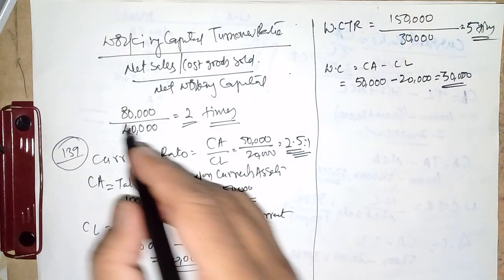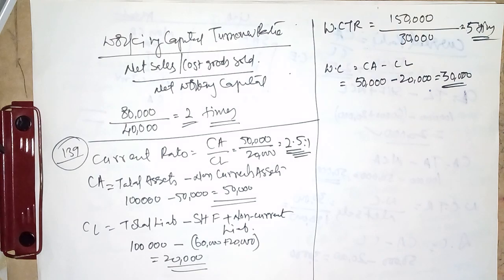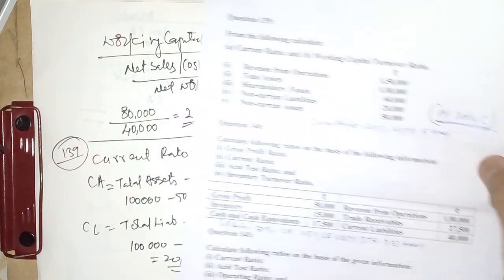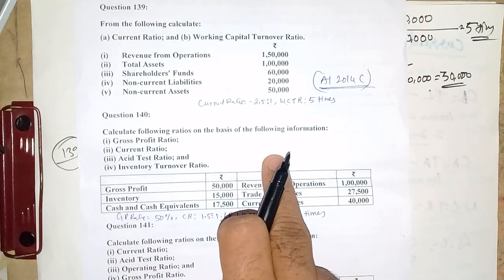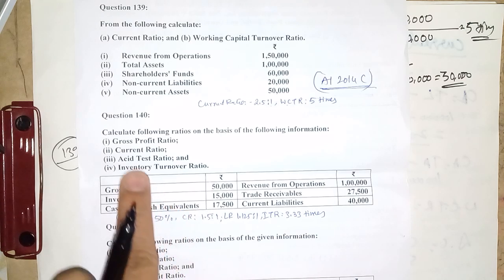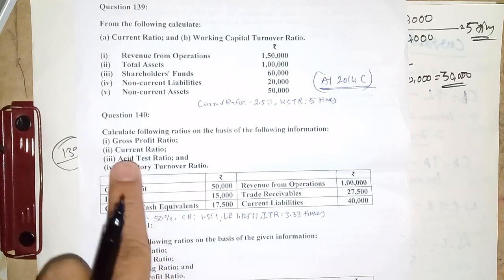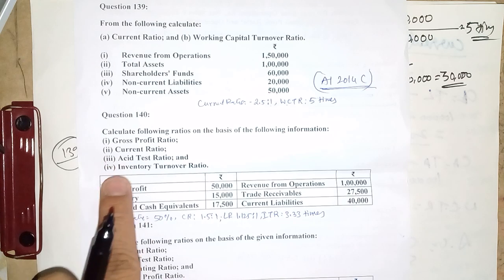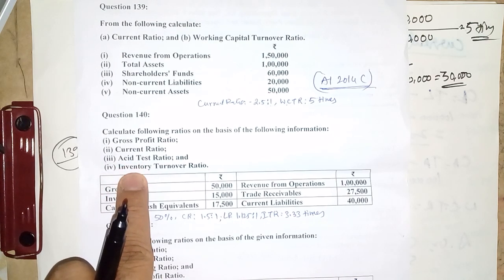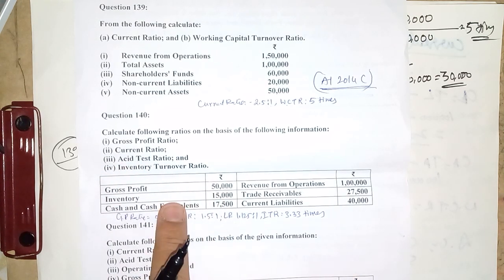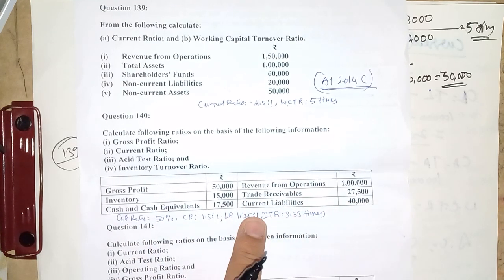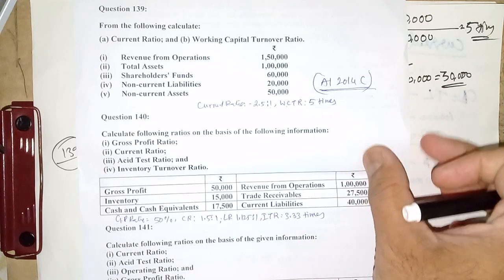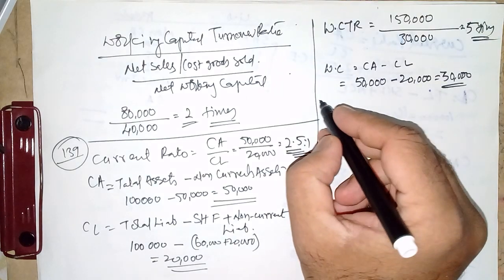So we have done this, the most important question which was asked in an earlier board exam. Now see the second question. I'm doing it a little bit fast, as you're already aware of the formulas. In my earlier videos, I have explained the formulas. Question number 140. Calculate gross profit ratio, current ratio, quick ratio, and inventory turnover ratio. The information is gross profit, inventory, cash and cash equivalents, revenue from operations, trade receivables, current liabilities. Right? So first is the gross profit ratio. So directly apply the formula.